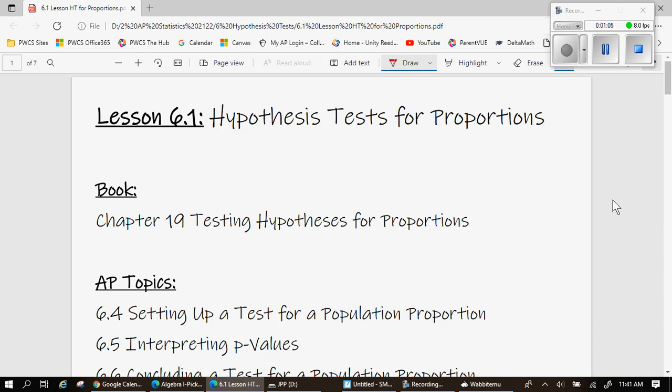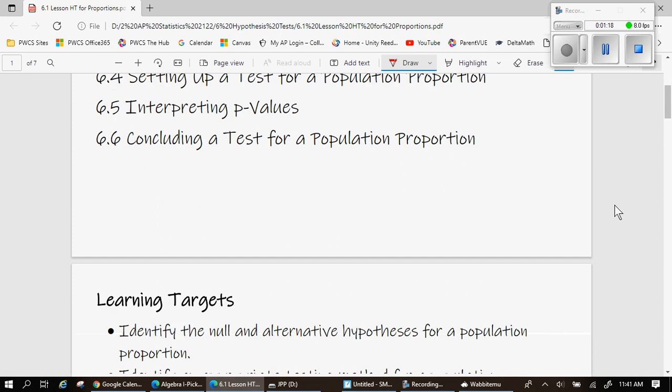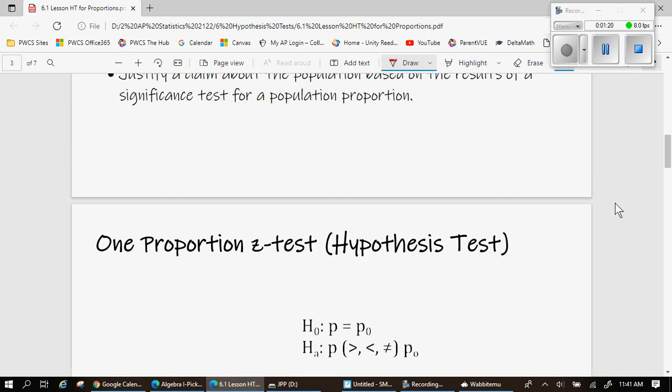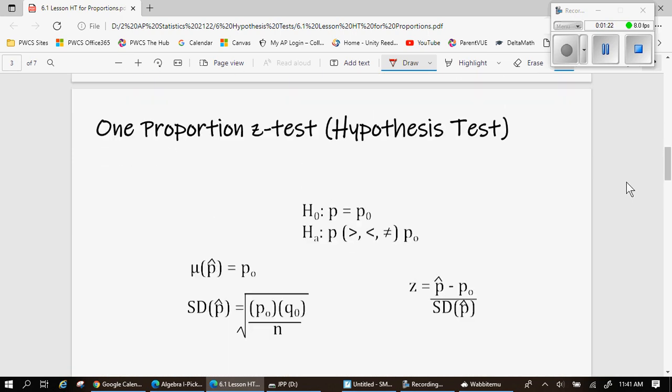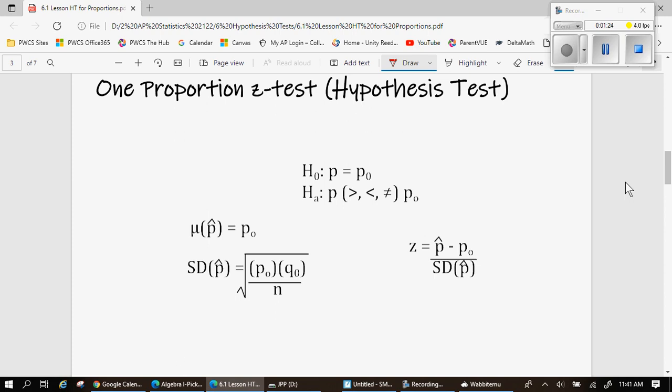We need to justify by doing assumptions and conditions. We need to do some calculating, which we can do on the calculator. And then we need to draw some conclusions, much like we did for confidence intervals. Obviously, there are going to be some differences, so make sure you pay attention. So we had intervals before. Now we are testing hypotheses.